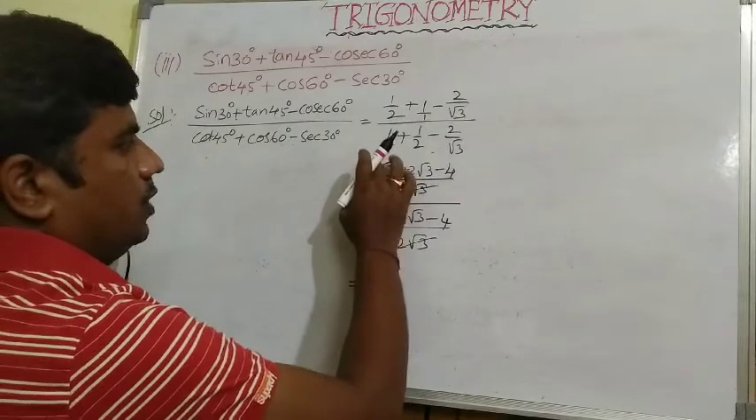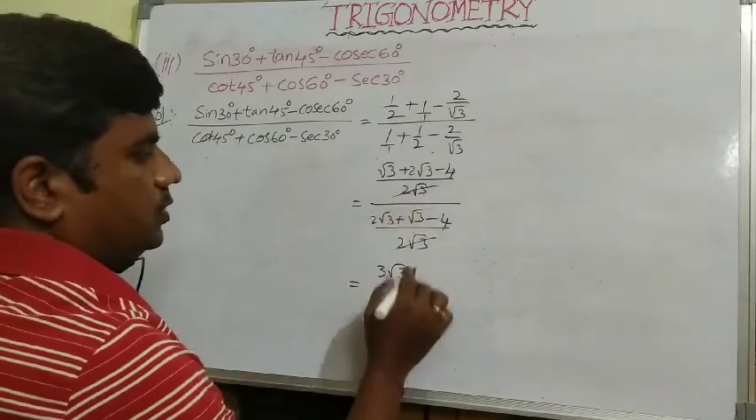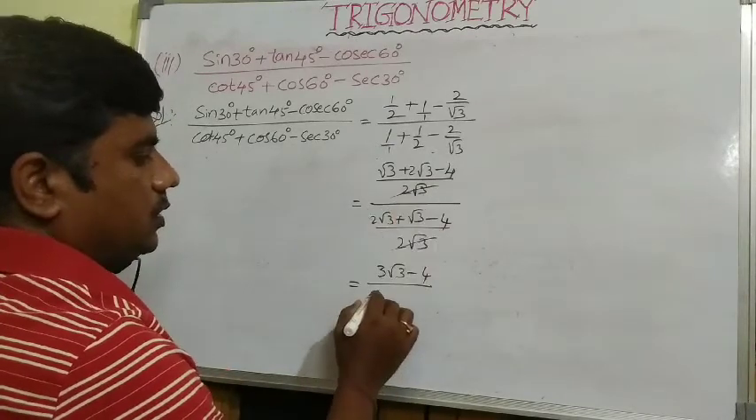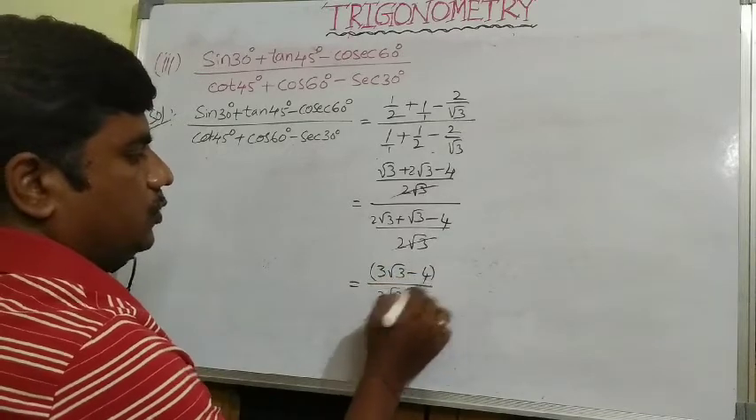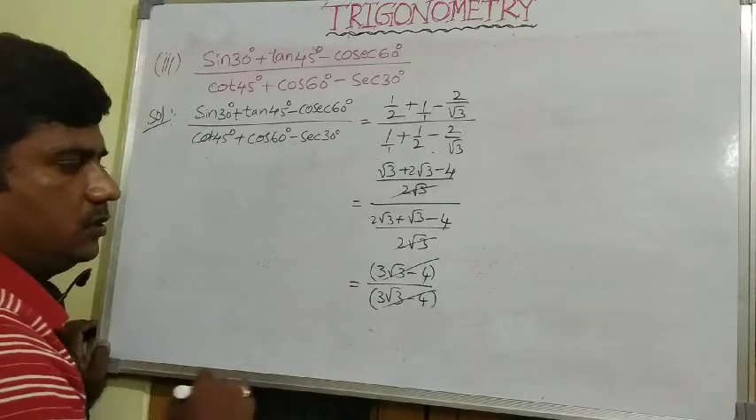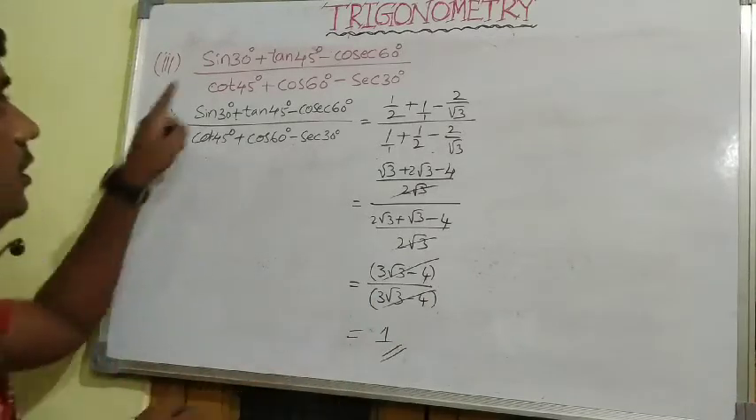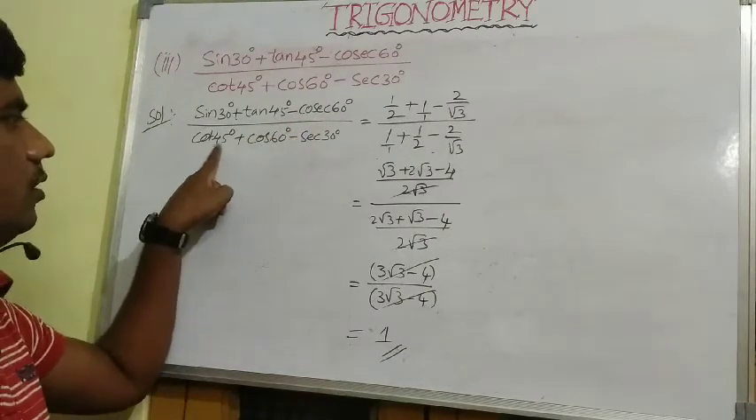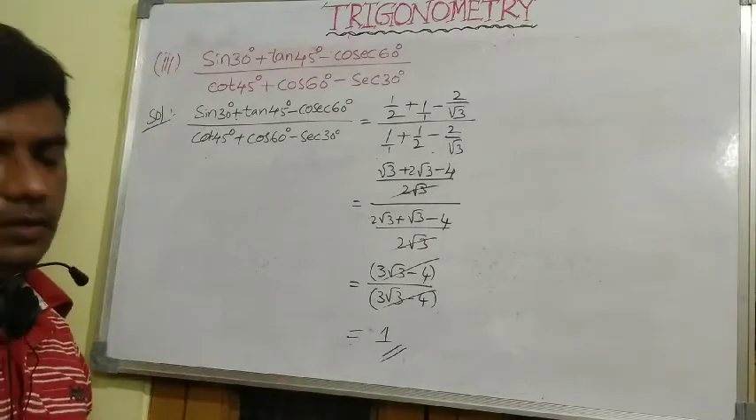So remaining here 1 root 3 plus 2 root 3, 3 root 3 will be left, minus 4, by here 2 root 3 plus 1 root 3, 3 root 3 minus 4. So here numerator and denominator values are the same, so that's why they cancel. So the answer is 1. Therefore sin 30 plus tan 45 minus cosec 60 by cot 45 plus cosec 60 minus sec 30 value is 1.